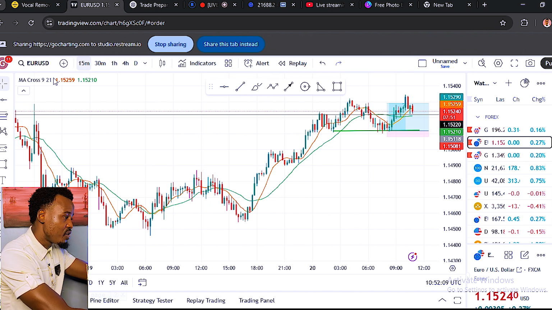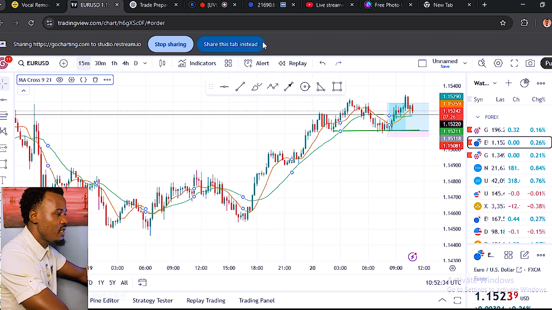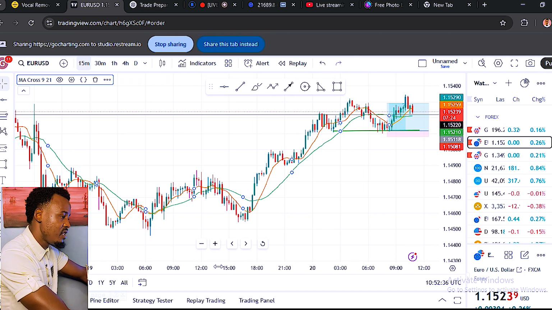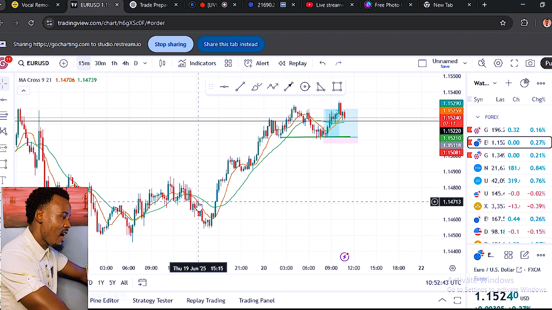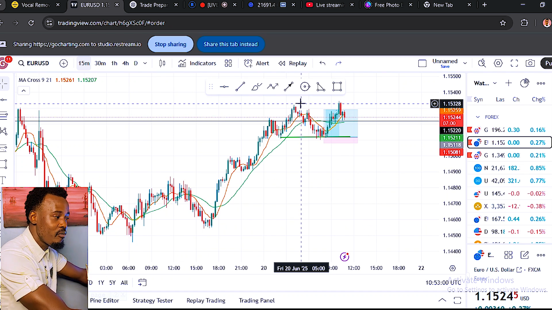If you need the moving average, you can come to indicators. I use MA cross and the settings are 9 and 21. You can see my short, which is my buy, is 9 and my long is 21. It's just as simple as that. And the other thing that I always look out for is Fibonacci retracement. Immediately I get to see a swing low like this and a swing high, that means I've missed out on the trade and we have to catch up on the retracement part of it.